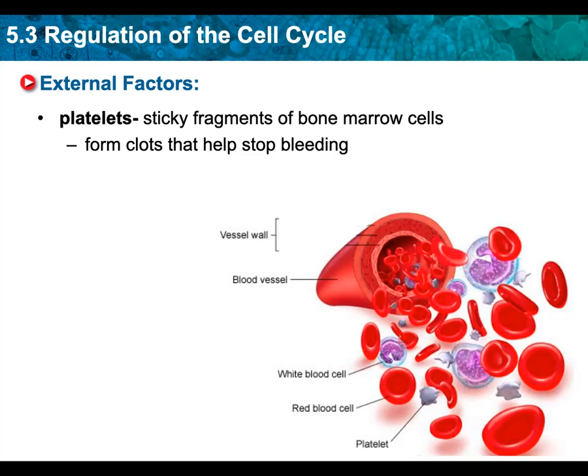So bone marrow makes blood cells. And that's where you get your red blood cells and white blood cells produced, is your bone marrow. What also is made, though, is parts of the bone marrow come off into the blood. And that makes platelets. So platelets are sticky fragments of bone marrow cells. And the job of platelets is to form clots to stop bleeding. So when you're bleeding, they help to trap the fiber and keep it in place so the blood doesn't go out. And that makes a scab when that happens.